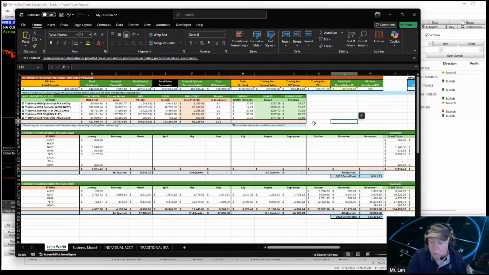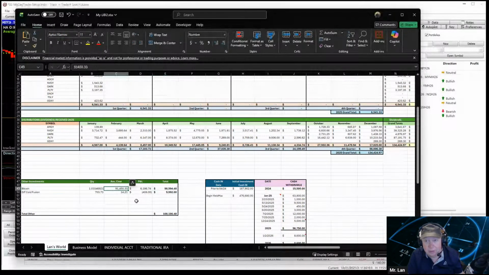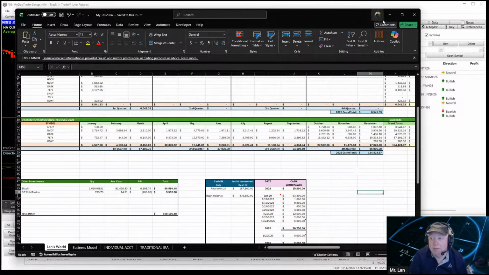Yes, I have 1 Bitcoin. I am back into it with 1 full Bitcoin, total 98,000. I paid an average cost of $91,000 for my Bitcoin. It's about what I paid for it last time too, if I remember correctly.